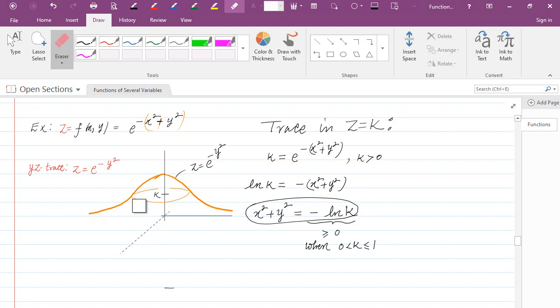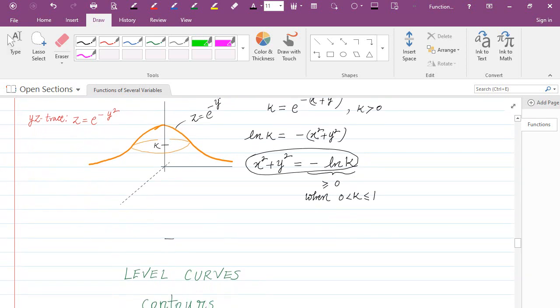So at this height k, you get a circle of radius given by negative ln of k as the trace. So basically you see what kind of surface you're getting. It's going to be a nice symmetric bell-shaped surface, kind of like a really nice symmetric mountain. Okay, so that's the graph of this function.